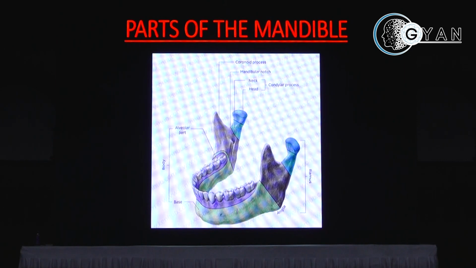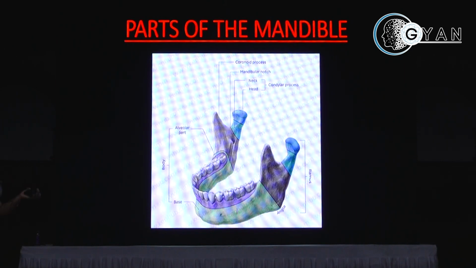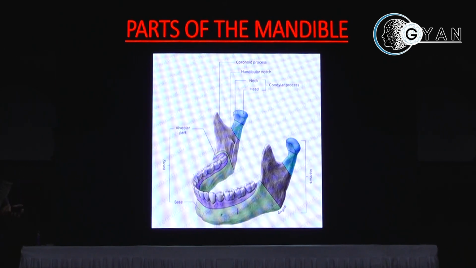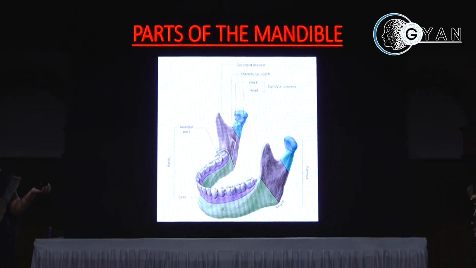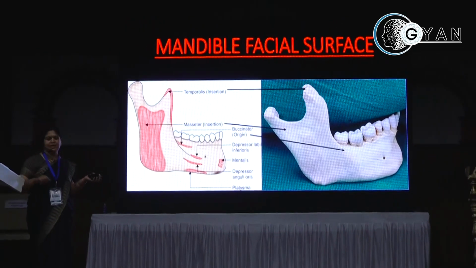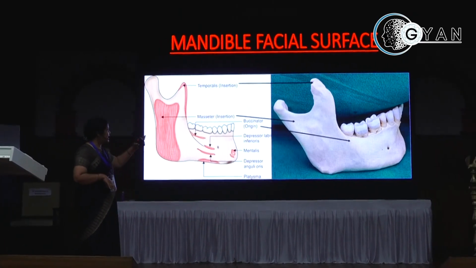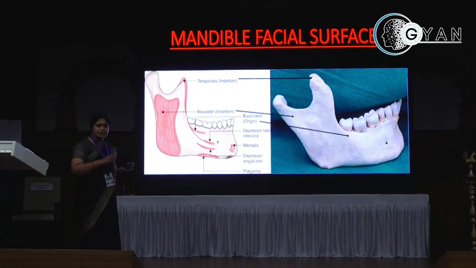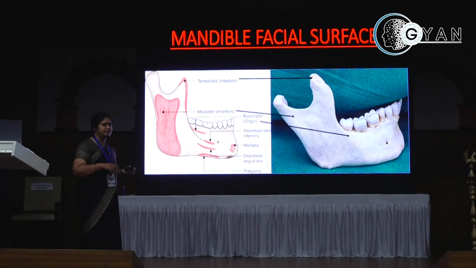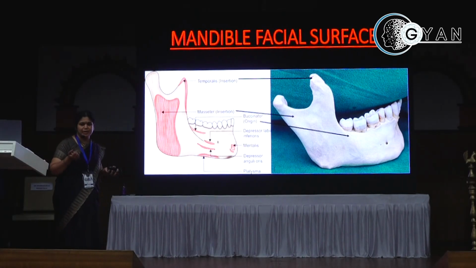Then the junction of the body and the ramus forms the angle. The ramus is the vertical part. It has condylar and coronoid processes. This picture, the idea is to demonstrate that the muscles which attach onto the mandible cause ridges, elevations, depressions. It is because of the pull and push of the muscles that we see appositional growth and resorption.